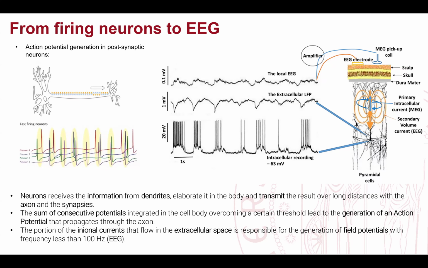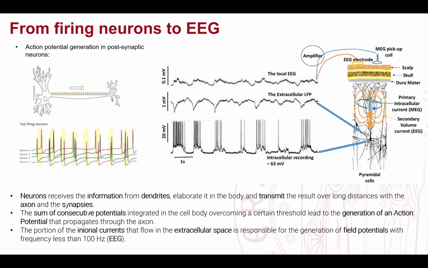The primary intracellular current is what is obtained by the activity within the neuron. It is basically a magnetic field that is generated by the passing of the action potential along the axon. The dispersion of the neurotransmitter in the extracellular space is what generates the secondary volume current. And it is exactly the secondary volume current that we measure with the EEG signal if we place an electrode on top of the skull.